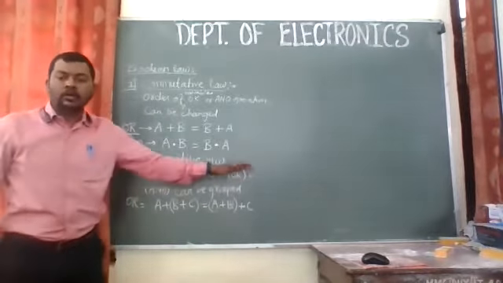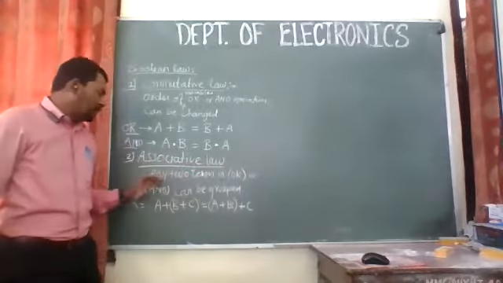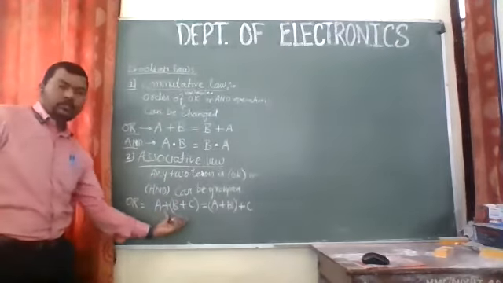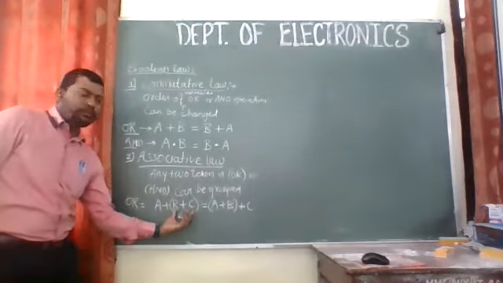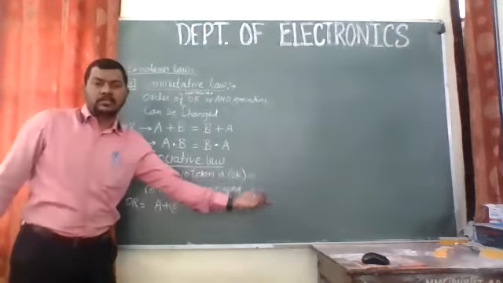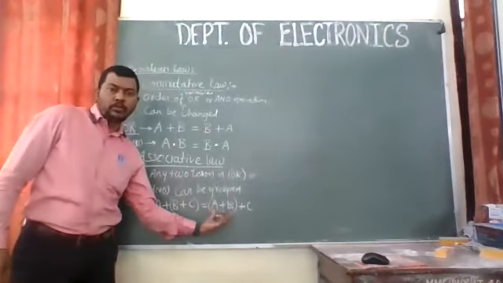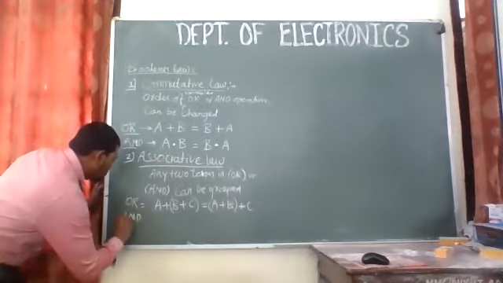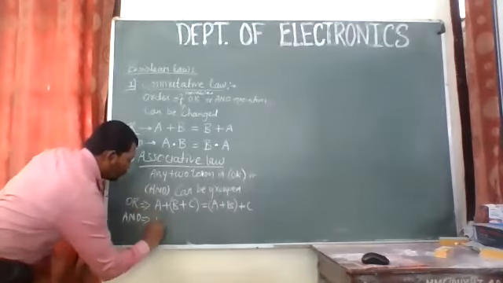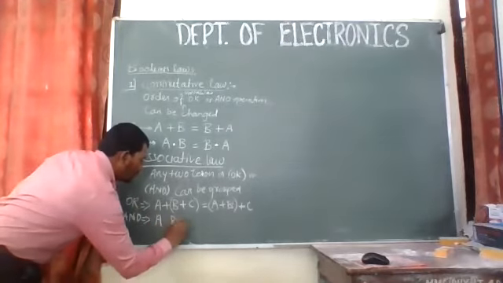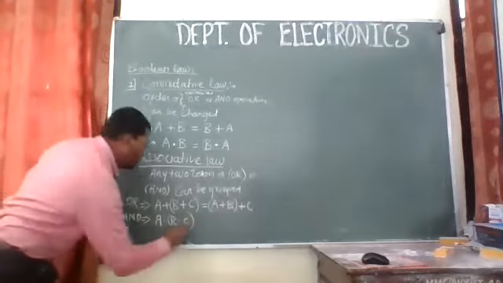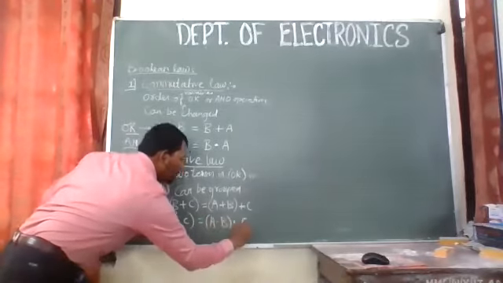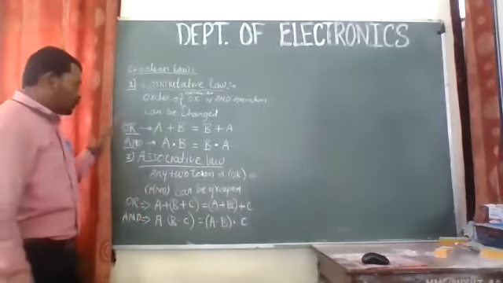So any two terms in a sum or product, where sum means OR operation and product means AND operation, can be grouped. So I am grouping this: A plus bracket B plus C can be written as A plus B plus C. Here A plus B is grouped, and here B plus C is grouped. Similarly for AND operation, we can write A dot B dot C. So B dot C can be grouped and equated to A dot B dot C. So this is the associative law.